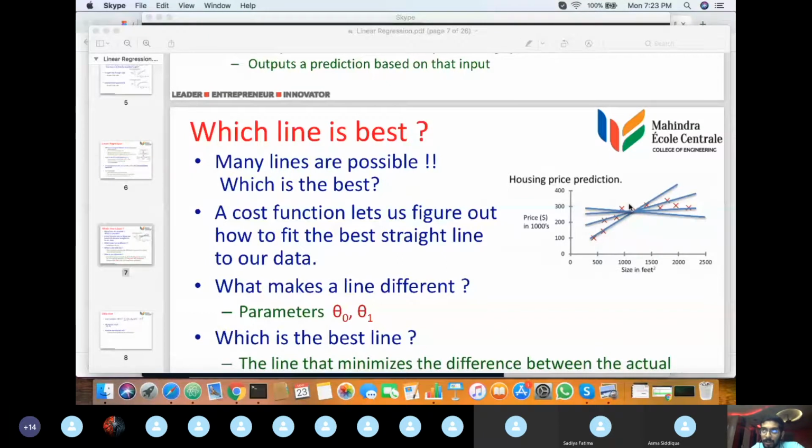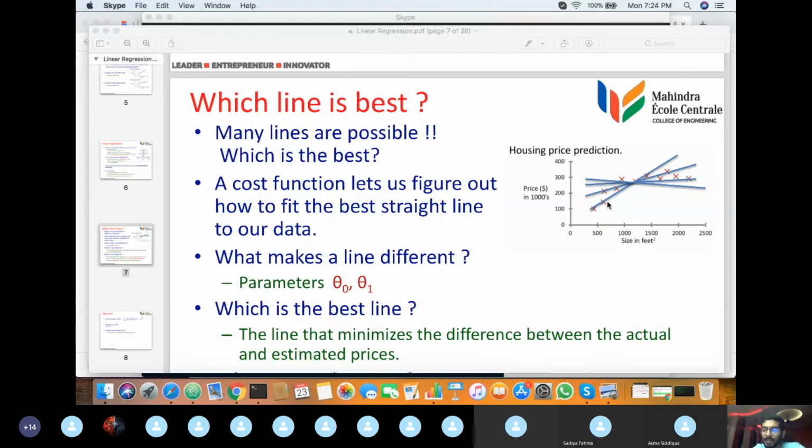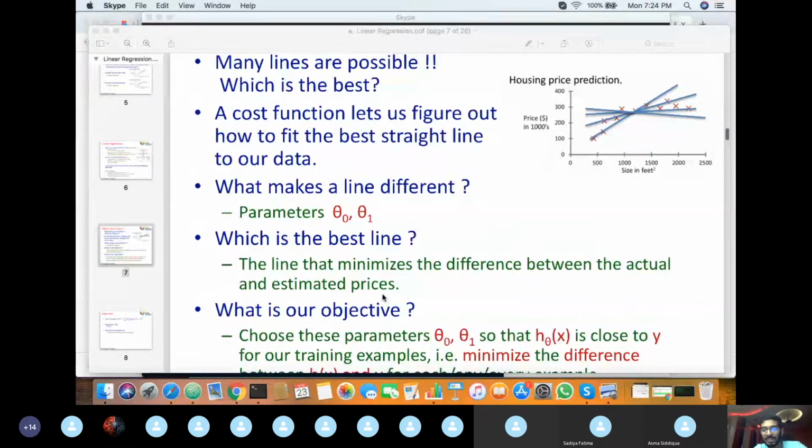But if you want a proper term for that, you call it the cost function. Essentially our aim should be to reduce the cost function through the number of iterations, as the data set increases in size. Now we want to understand which line is the best line. The best line would be the line which has the least cost function or the least error, the line that minimizes the difference between the actual and estimated price. So it's basically the error.